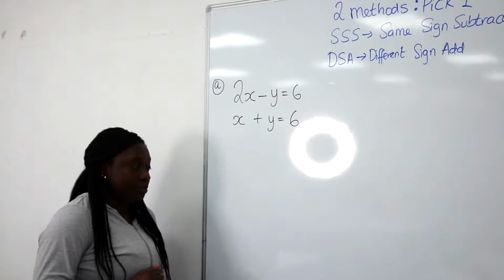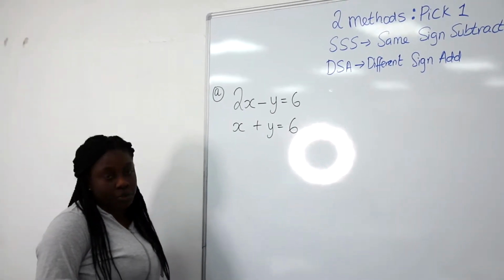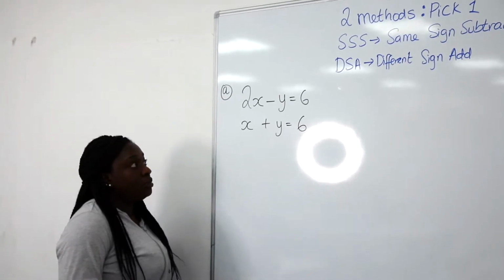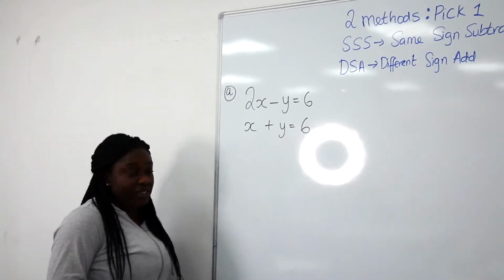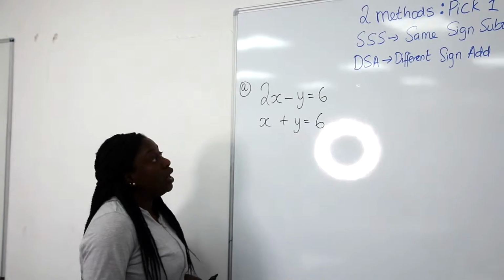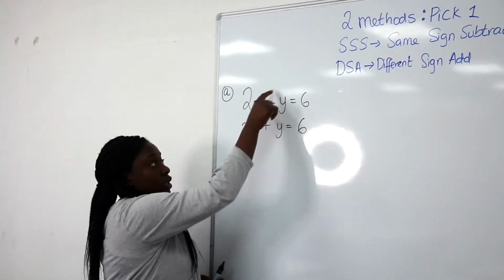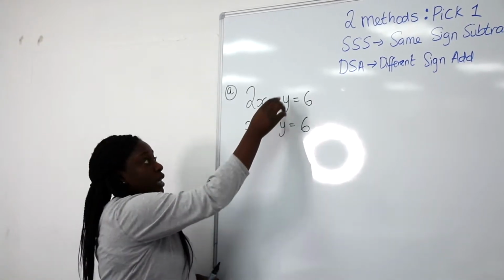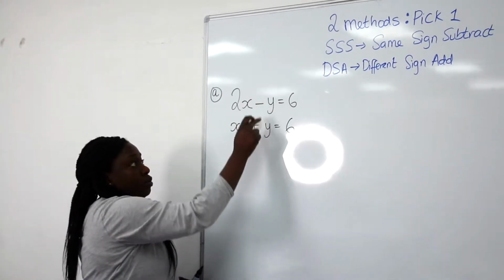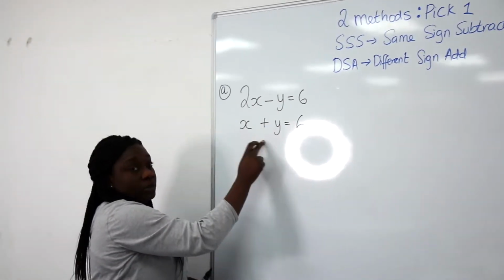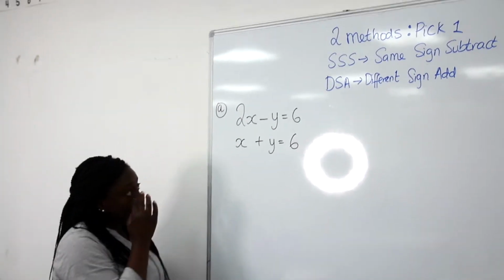Okay, so today I'm going to be showing you how to solve simultaneous equations. Simultaneous equations in maths just means two equations. The quickest way to do it is to focus on the middle terms. So the middle terms in this case are the y's, the minus y and the positive y. So they're the middle terms.